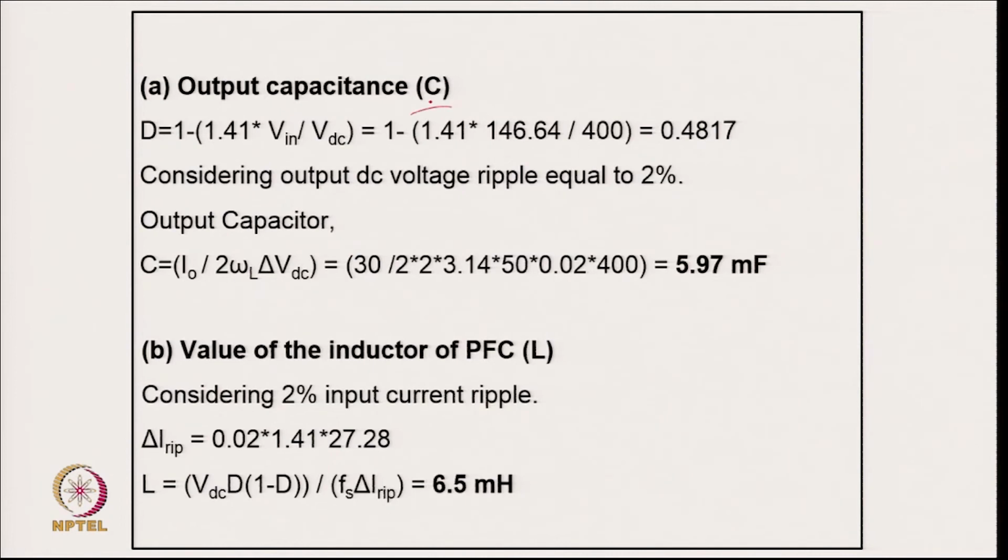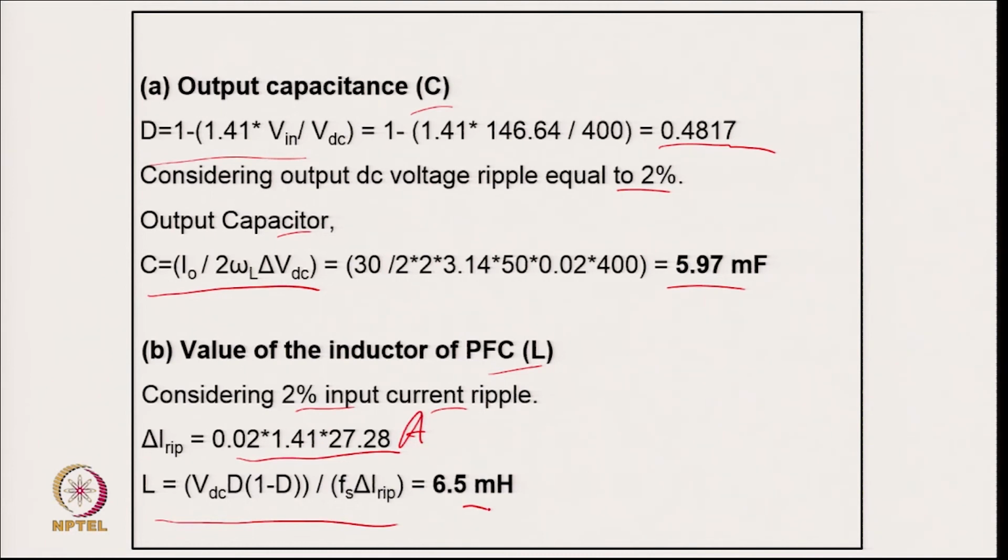And now the output capacitor, typically from the duty cycle relation. So the duty cycle comes to 0.4817, considering the output DC ripple of 2%. The output capacitor for the second harmonic comes to around 5.97 millifarad, and then the value of the PFC inductor corresponding to 2% input current ripple. We can find out the input ripple current, and from this we calculate the inductance of 6.5 millihenry.